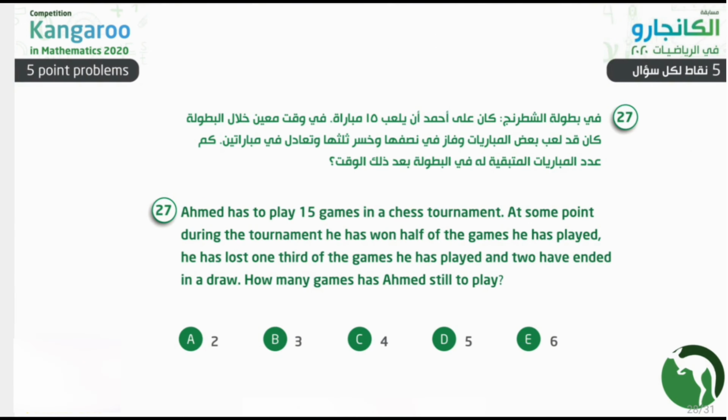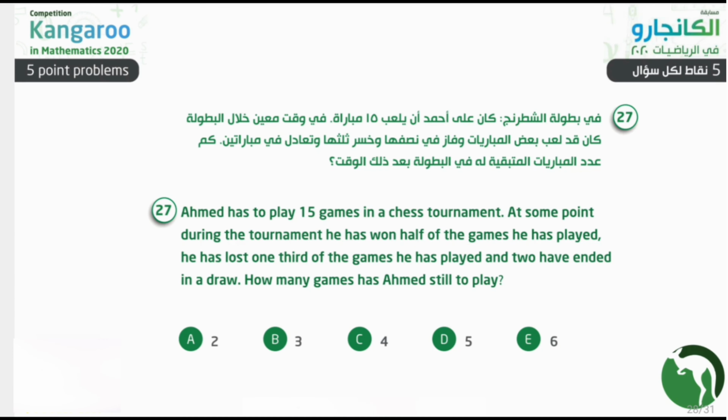In question number 27, Ahmed has to play 15 games in a chess tournament. At some point during the tournament, he has won half of the games he has played, and he has lost 1/3 of the games he has played, and 2 have ended in a draw. How many games has Ahmed still to play? Okay, so here we have 2 ratios and one number, which is 2, ended in a draw.